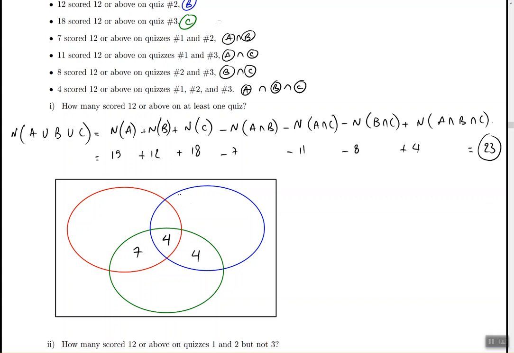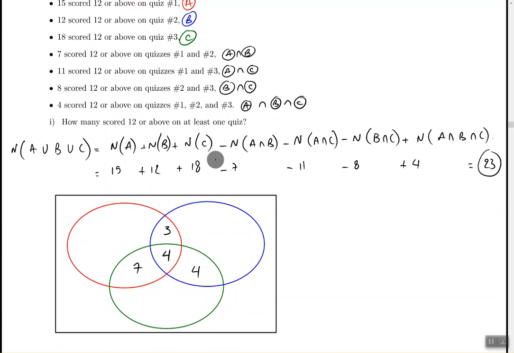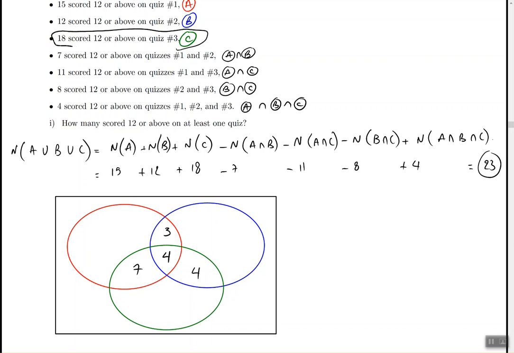So that's basically the blue and red, 7 in total, but there's already 4 in that whole space. So how many are left to get to 7? Just 3. So that's how we get to that. Now inside the green circle, there were 18, but I already have 4 and 4 and 7 inside that circle. So to get to 18, I need 3 more. So that's how many are going to be in that section.